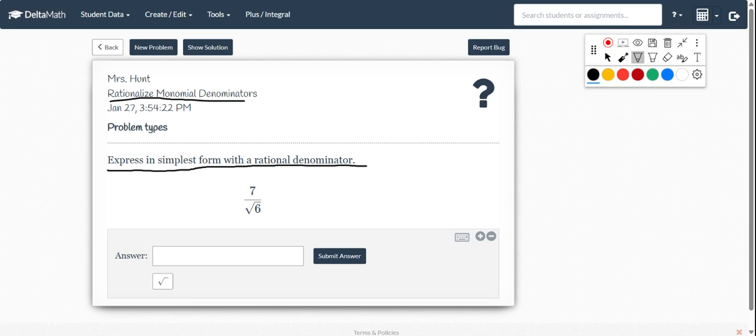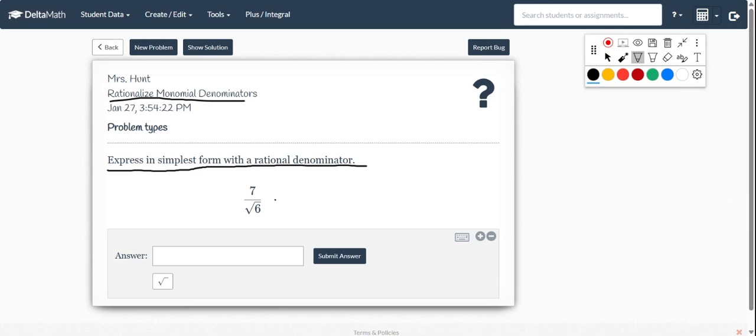Little background information for you. The square root of 6 is a non-repeating, non-terminating decimal. It goes on and on forever and ever. In math, it is conventional to not leave your answers with radicals in the denominator. We'd rather them be in the numerator. So the process for that is very simple.